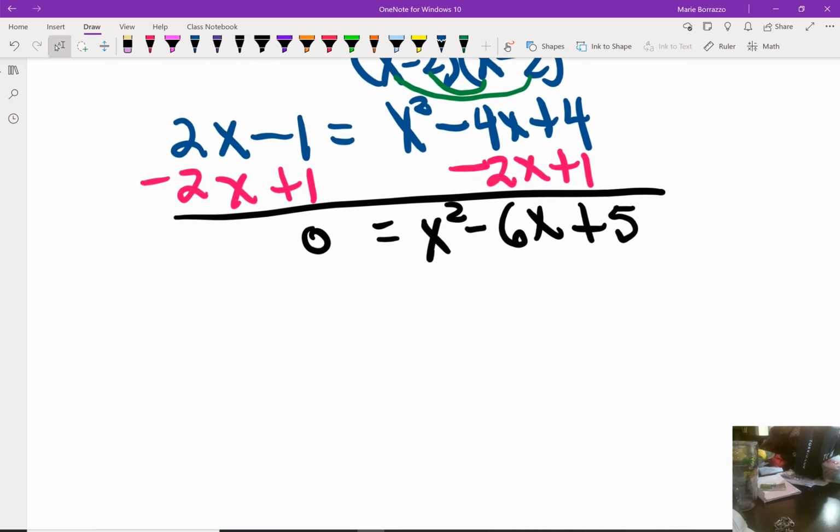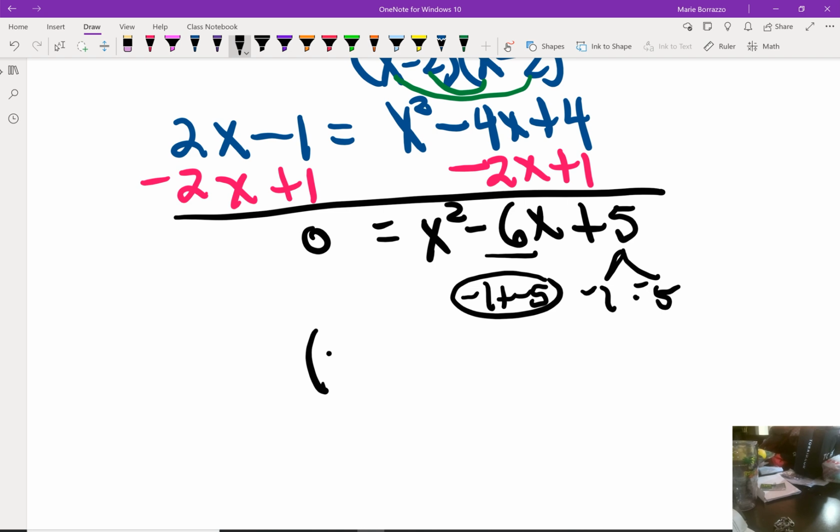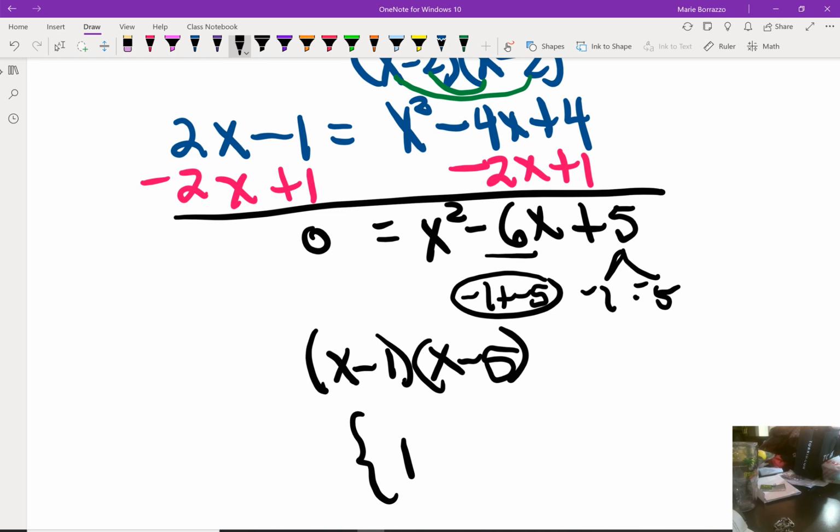Think of the two values that will multiply to give you 5. So we know we have 1 times 5. It's a prime number, so you don't really have much choice. And that means that this is negative times negative, which still gives you a positive. And I know that negative 1 plus negative 5 will sum up to give me this negative 6. So this is an x minus 1 times an x minus 5 situation. So my x solutions are positive 1 and positive 5. They're always the opposite sign.